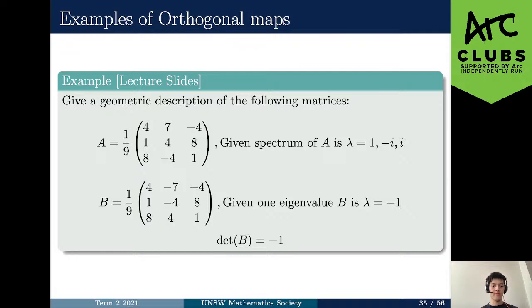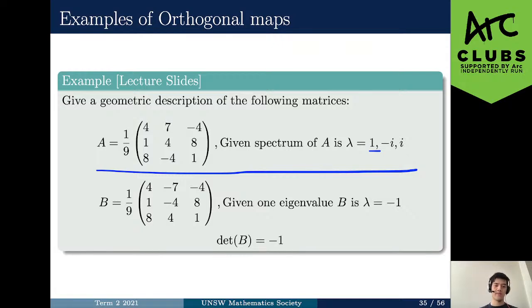So for a couple of examples, given this first one, we want to give a geometric description. Well, they already told us that the eigenvalue is 1, so that's very simple. You should probably check, usually in a question like this it should be obvious, but A and B here are actually orthogonal matrices. You might want to confirm that.